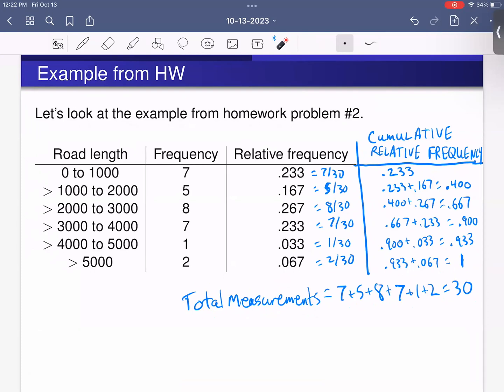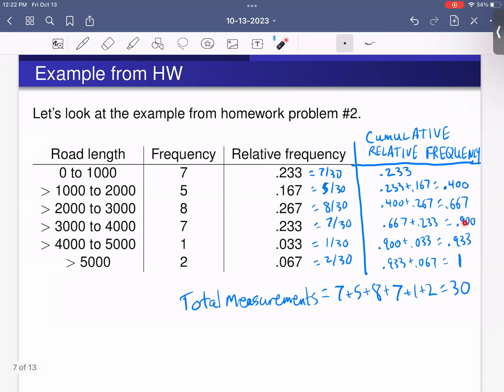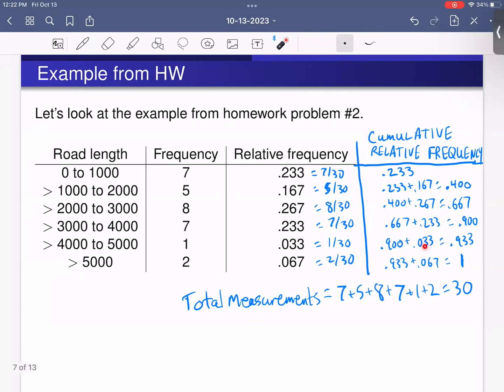Questions on how to make the table? So at each row, you're just adding the new relative frequency to the previous cumulative relative frequency. Right here, we have 0.9 plus 0.033. The 0.9 comes from the previous cumulative relative frequency, and the 0.033 comes from the relative frequency in that row.